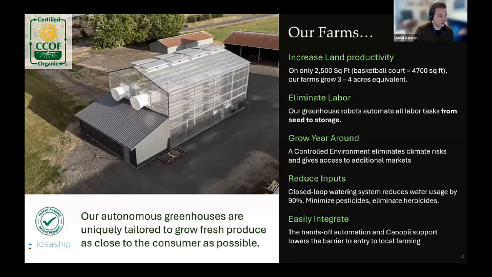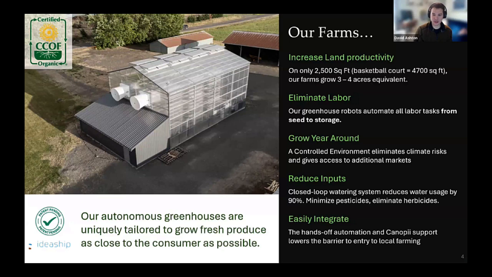So I'll give a brief overview of our farm. This is our actual farm. This is not a rendering. This farm is about 2,500 square feet. For example, a basketball court is over 4,000 square feet, so this can fit within a basketball court.